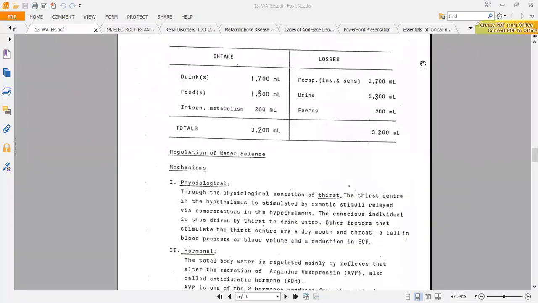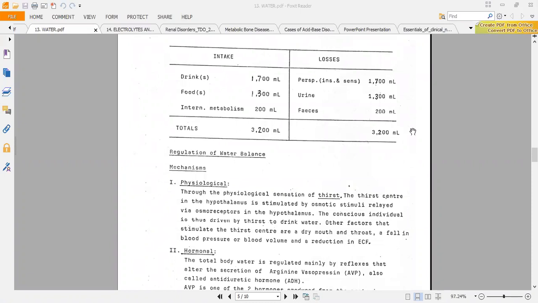Okay, so when we take an average person, we are saying that every day the person will lose about 3.2 liters of water. Of this 3.2, 1.7 is from what is called insensible losses, then 1.3 is from urine, and 200 mL is within the feces. So when you add everything, you get 3.2 liters.